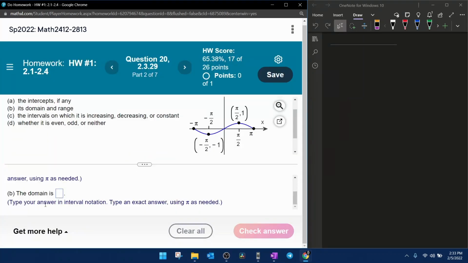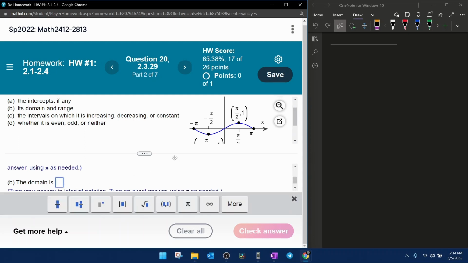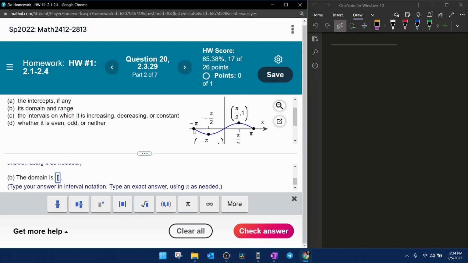Next, it wants the domain in interval notation. The domain are the values that x can be. It appears that this graph starts at negative pi and is continuous all the way over to pi. And since those are points on the graph, we will need brackets because negative pi is included all the way up to pi, which is also included in the domain.